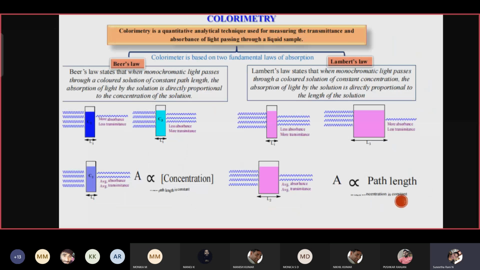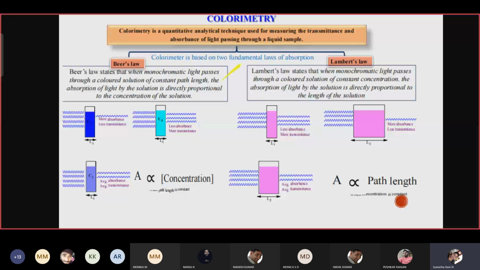The colorimeter works on the principle of a combination of both Beer's law and Lambert's law. The theory behind this is Beer's law and Lambert's law. They may ask you to write the theory, instrumentation and applications. If they ask for theory, or experimentation, you have to write all this explanation. So what is the theory or principle behind the colorimetric experiment? It combines Beer's law and Lambert's law.